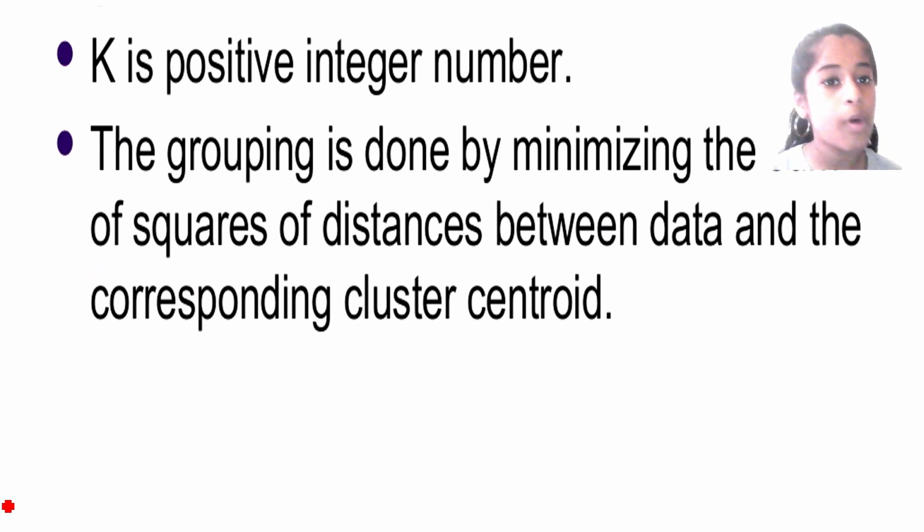K should be a positive integer, because we can't group them using a negative integer. The grouping is done by minimizing the sum of squares. You get the sum of squares of distance between data and the corresponding cluster centroid. Here we're going to find the centroids. However many clusters we have, that many centroids we'll have. So the grouping is done by minimizing the sum of squares of distance. We sum the squares of distance, and we subtract the cluster centroids.